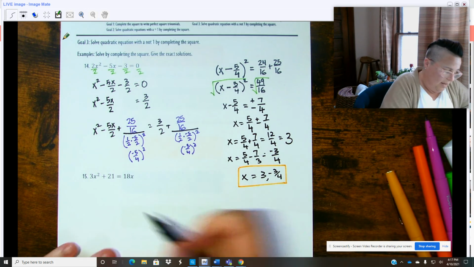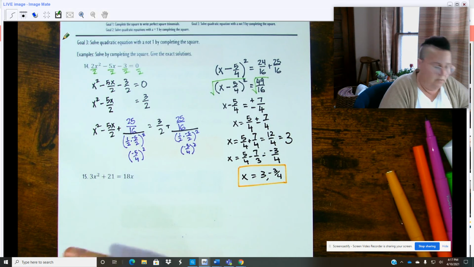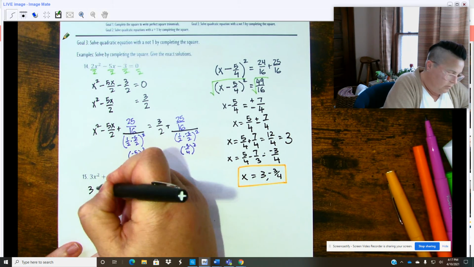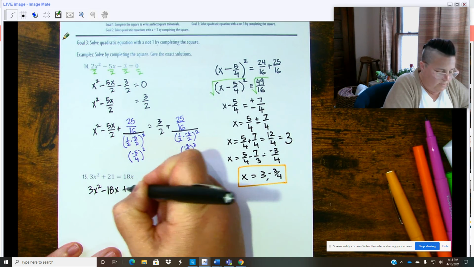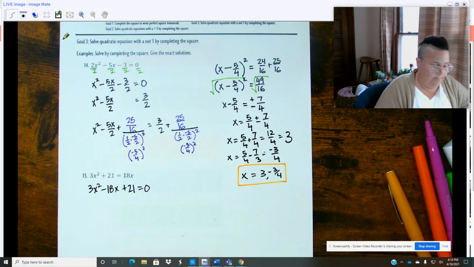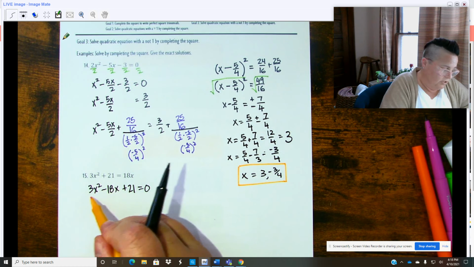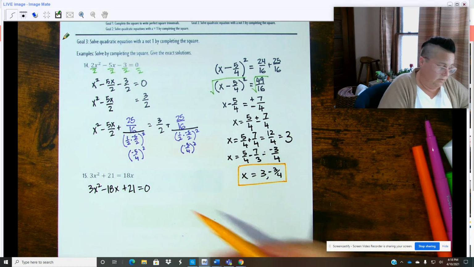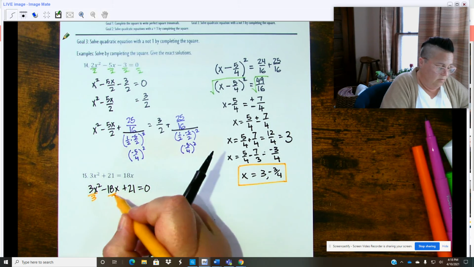Here we go. I'm going to reorder this. I'm going to move the 18x over. So this is going to be 3x squared minus 18x plus 21 equals 0. These are all divisible by 3. See how I've got a leading 3? I don't want a leading coefficient. When you use the completing the square method, you do not want a leading coefficient. So I'm going to divide by 3.